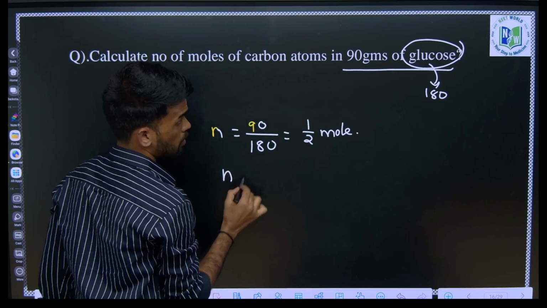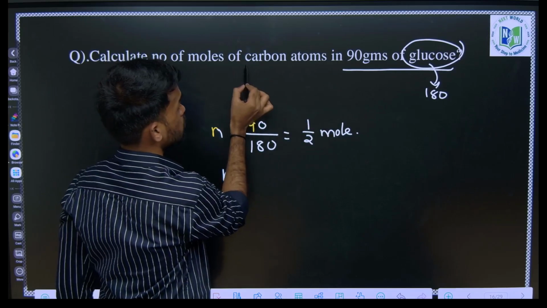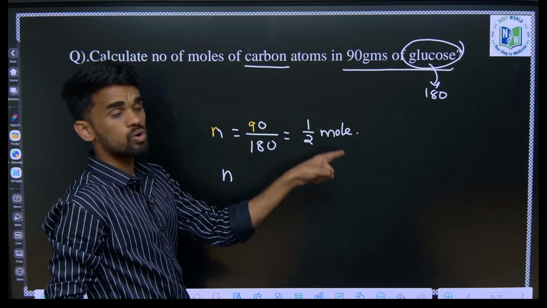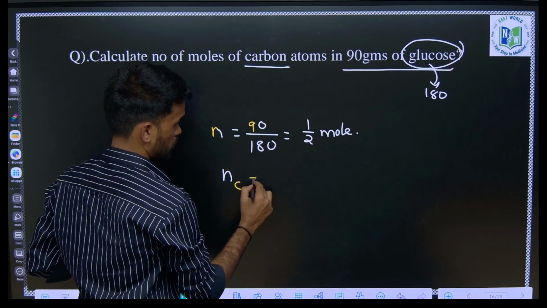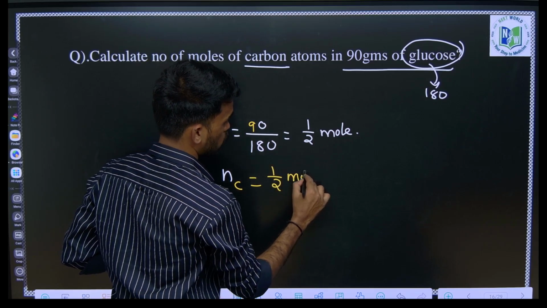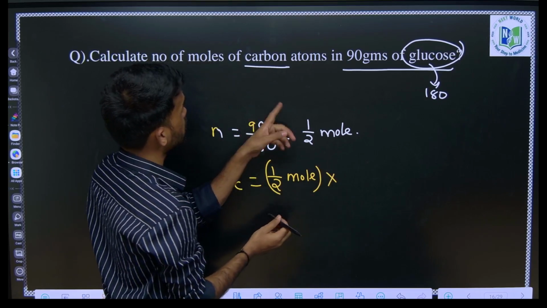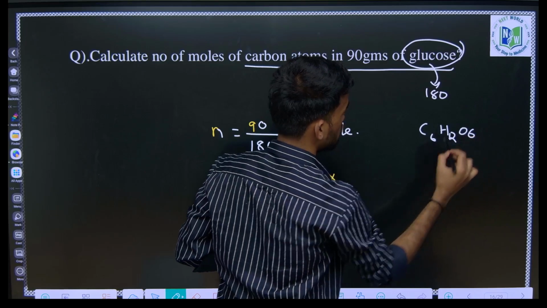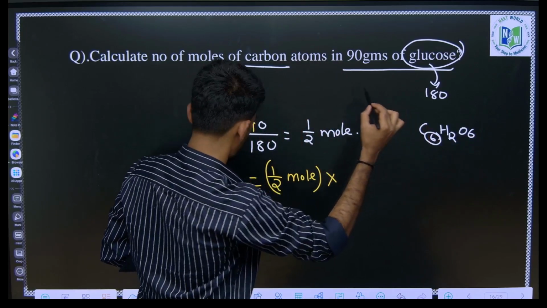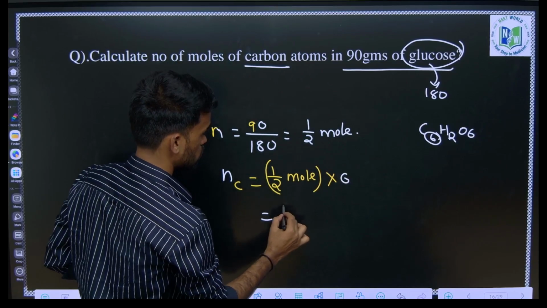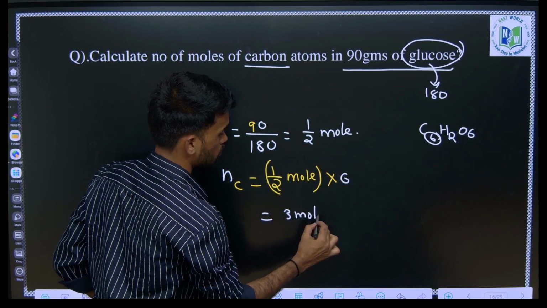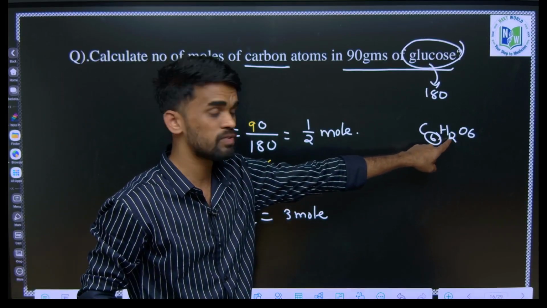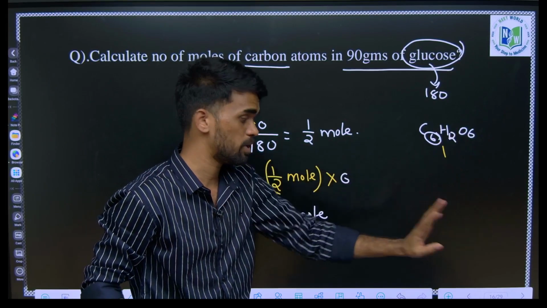But I am asking about carbon atoms only, not completely about glucose. For glucose, you can say it is half mole. In this half mole of glucose, how many carbon atoms are there? What is the formula of glucose? C6H12O6, right? So you should multiply with the atomicity of carbon. So 6 you should take here, and it will be 3 moles of carbon atoms. Nc will be 3 moles. Similarly, you can tell me the answer for hydrogen and oxygen in the comment box. Okay.